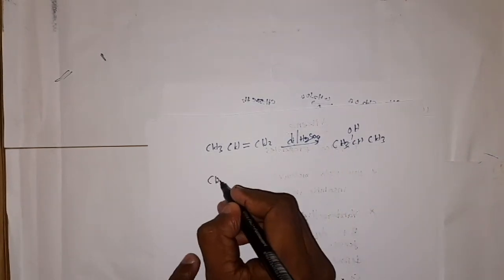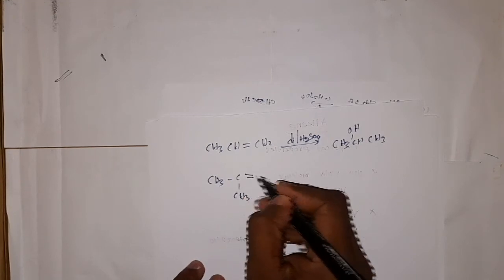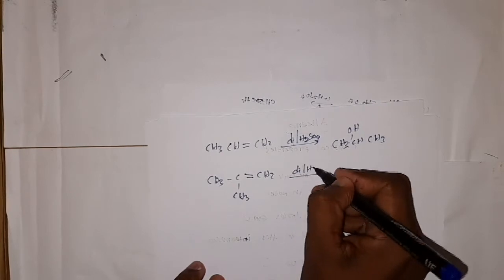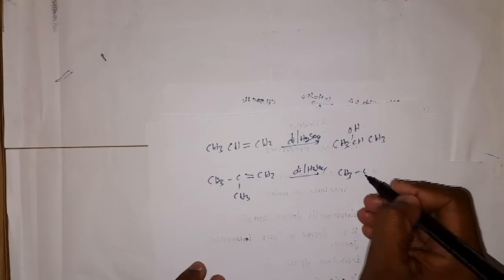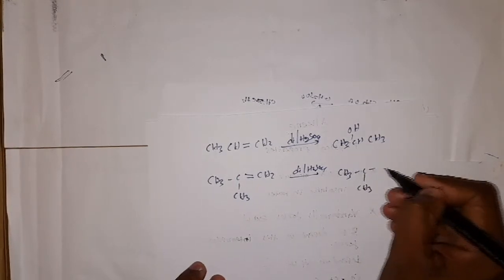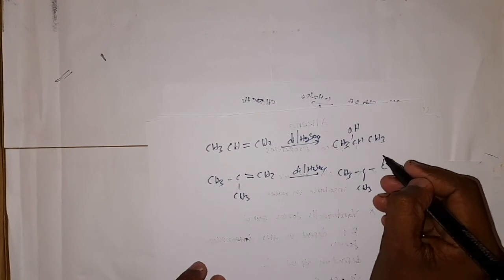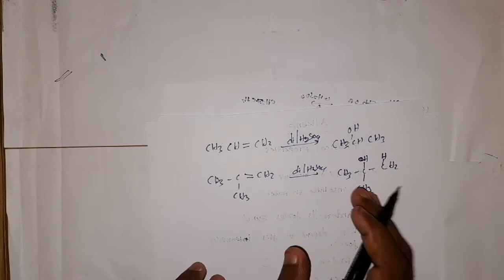Now think about this one, another one, CH3 CH3 double bond CH2. After addition of dil. H2SO4, CH3 CH3 and CH2, then hydrogen will join here as one hydrogen and here OH. So this is very simple.